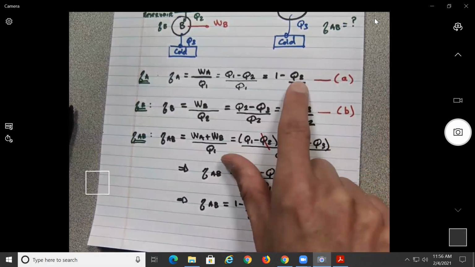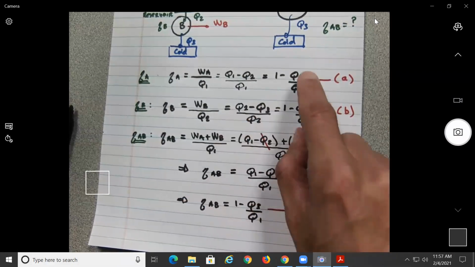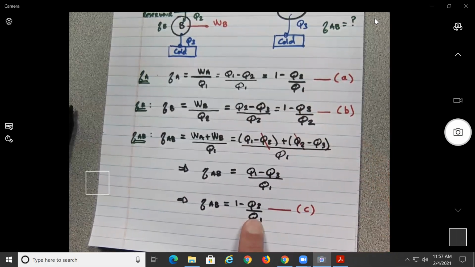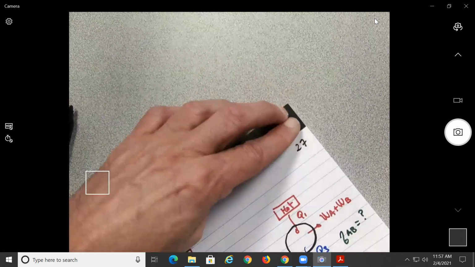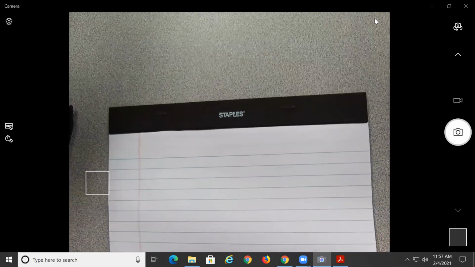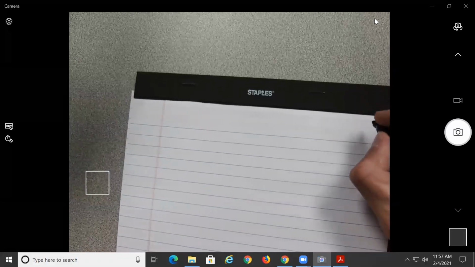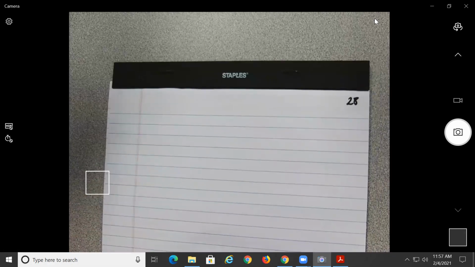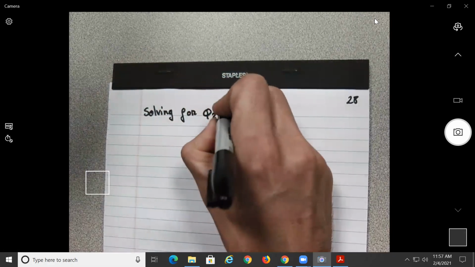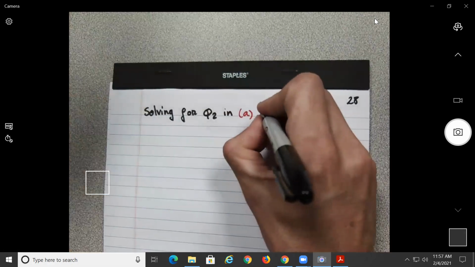You understand what I'm doing here? I'm going to solve this one for Q sub 2. I'm going to solve B for Q sub 2. I'm going to equate those two expressions. And then I will get one expression that will be just in function of Q sub 1 and Q sub 3. That I will be able to substitute over here. All right, so let's do that. So let's see. So solving for Q sub 2 in A and B.